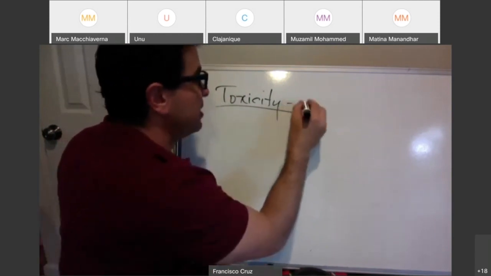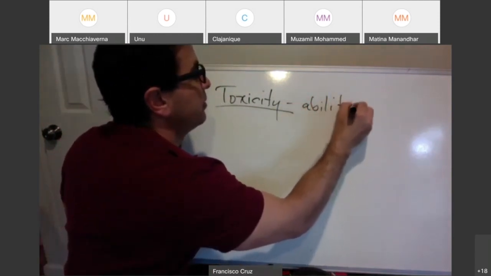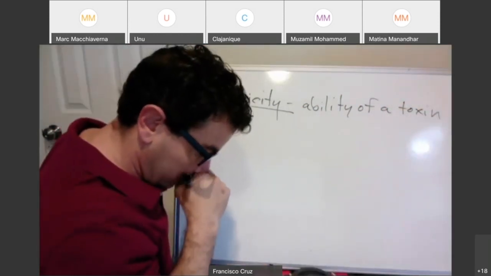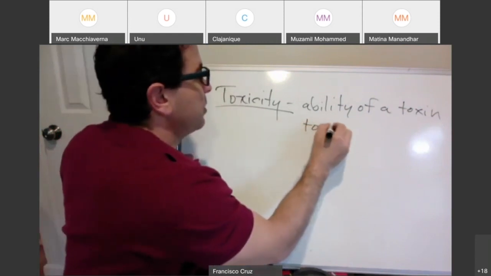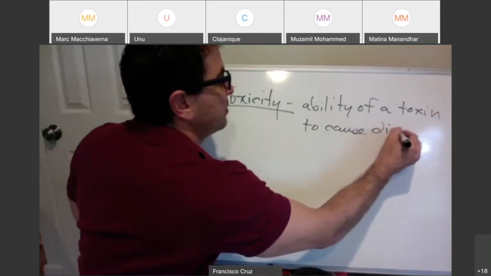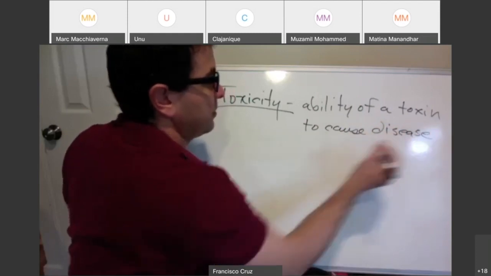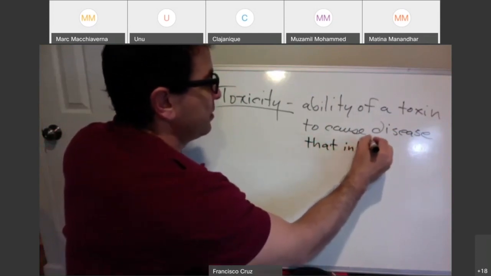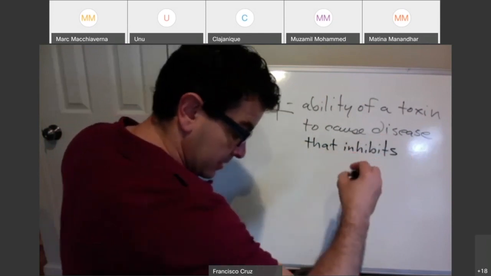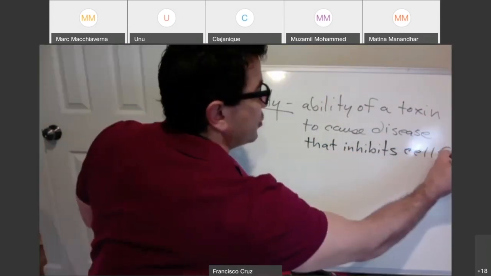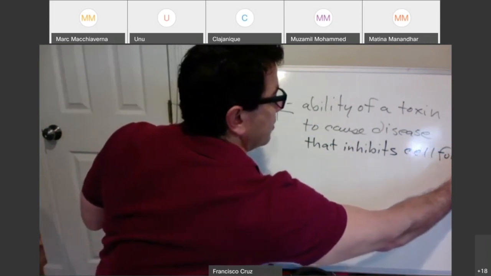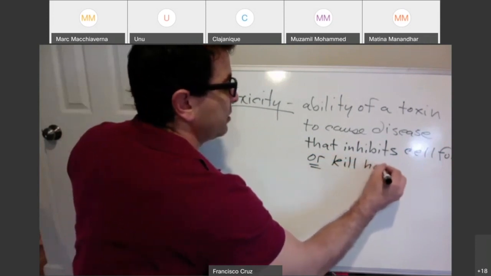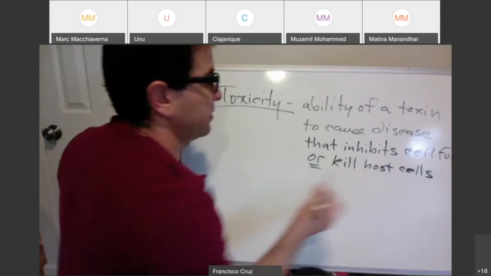This is a different concept. So this is the ability of a toxin to cause disease that inhibits cell function or kill host cells.